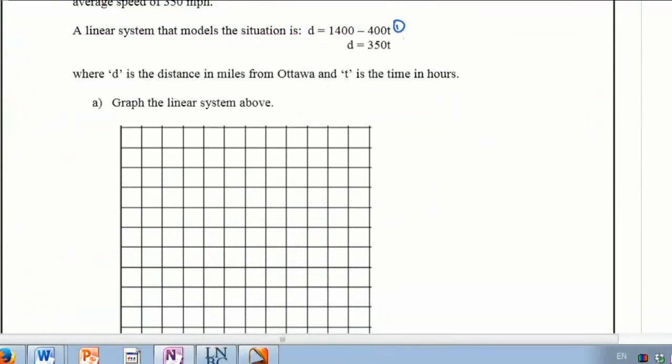We're going to label our lines. We have 1, we have 2. We're given that d is the distance from Ottawa and t is the time in hours. We're going to graph the system. So a few things we should do. We should probably label our axes and figure out what's going to go where.